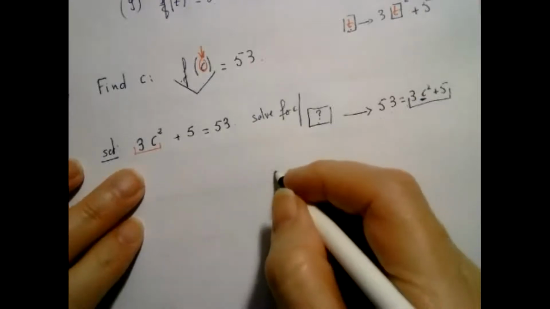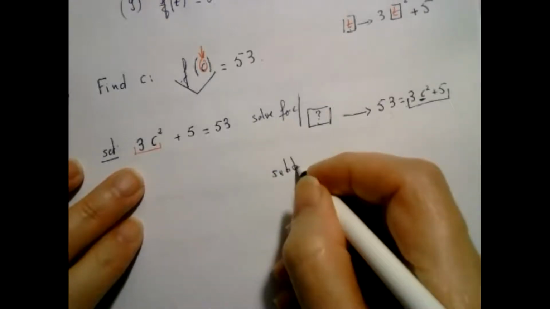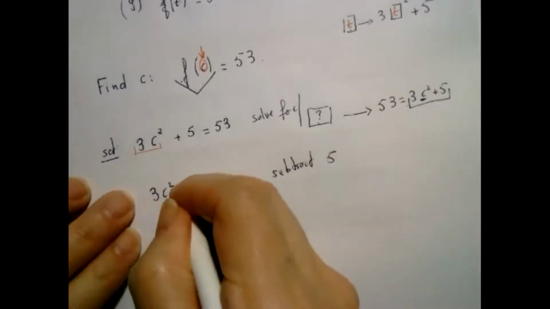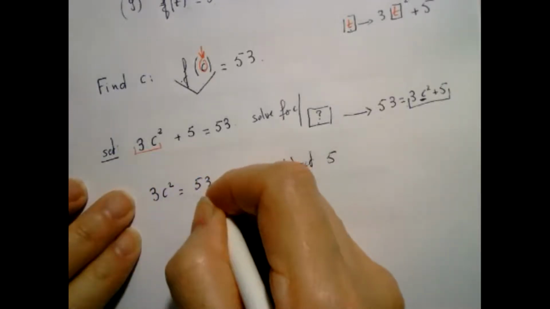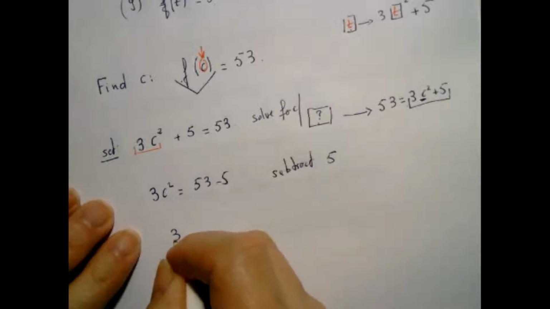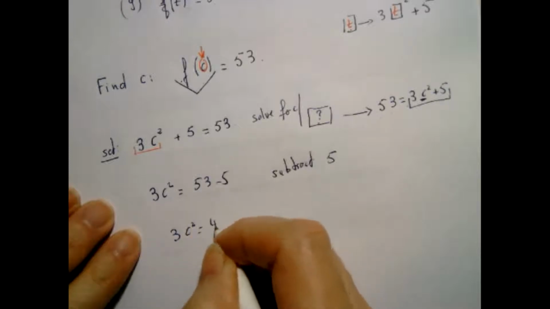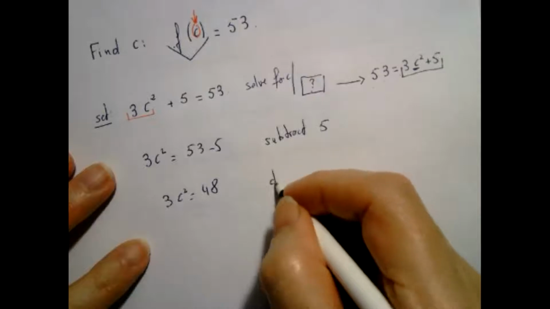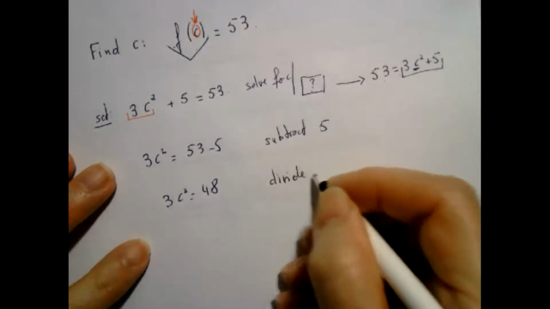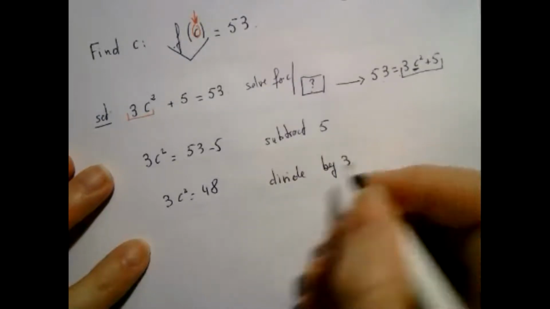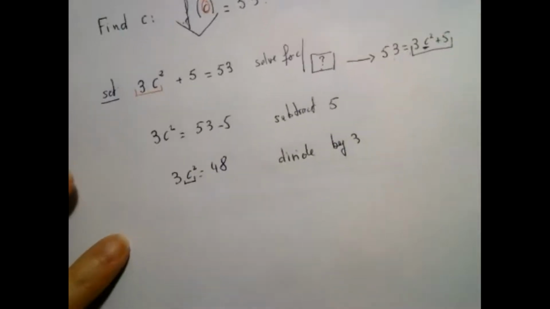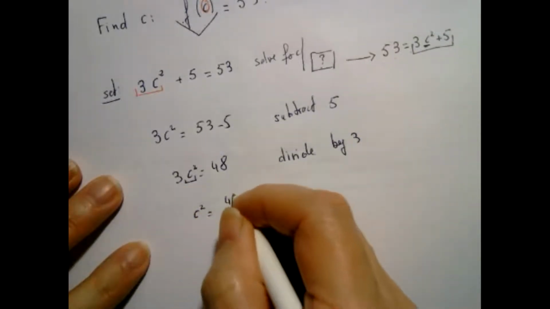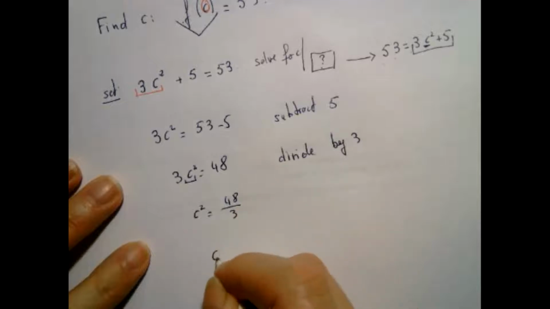So what do I need? I need to subtract the 5 to the other side. Isolate. So I subtract the 5. And this will give me 48. Very good. Divide by 3, because I need to isolate the C squared. It will give me C squared equals 16. So far, so good.